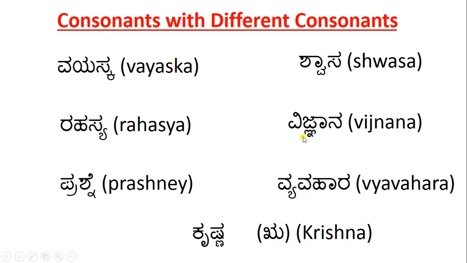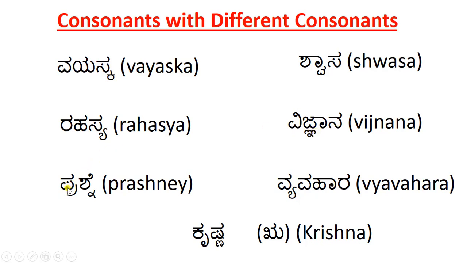Next one is vijnana. Vijnana means science. We have ja, and for the ja we have nya. If you remember this nya, you have to use your nose to pronounce it, and the simple letter na. So it would be vijnana.